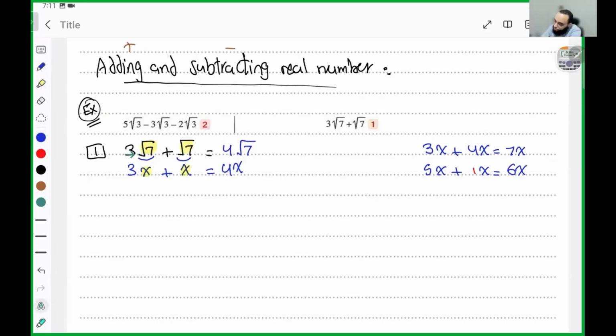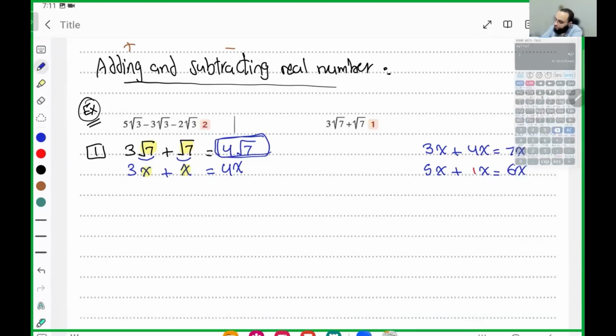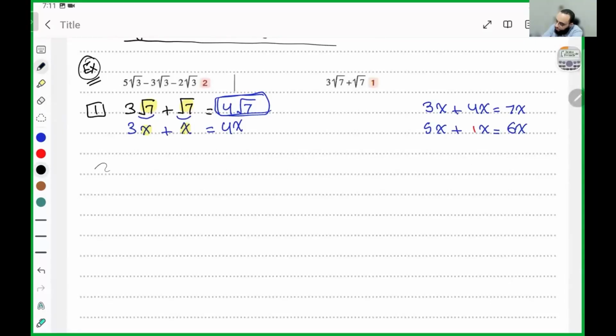If it is 3 root 7 plus 1 root 7, then 3 plus 1 equals 4, and the root 7 is still itself. And you can do it with the calculator. If you have a calculator, write 3 and then square root. This is the button of the square root. 3 square root 7 plus root 7 equals 4 root 7, like what we did. Is it clear?